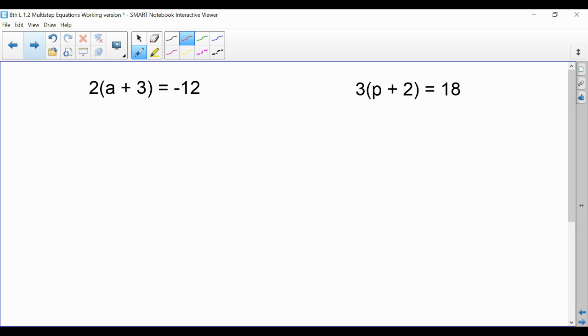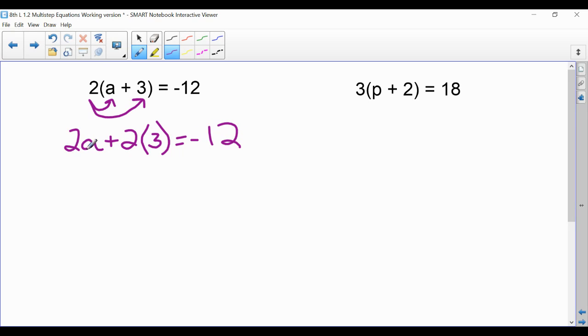This is where we have to use distributive property. We have a number out in front of an operation that's inside parentheses. So this 2 needs to get distributed to everything inside the parentheses. So we have 2 times a plus 2 times 3 equals negative 12. I multiplied that 2 by the first term and then the 2 by the second term to distribute it. So we have 2a plus 6 equals negative 12. So now positive 6 is our constant.